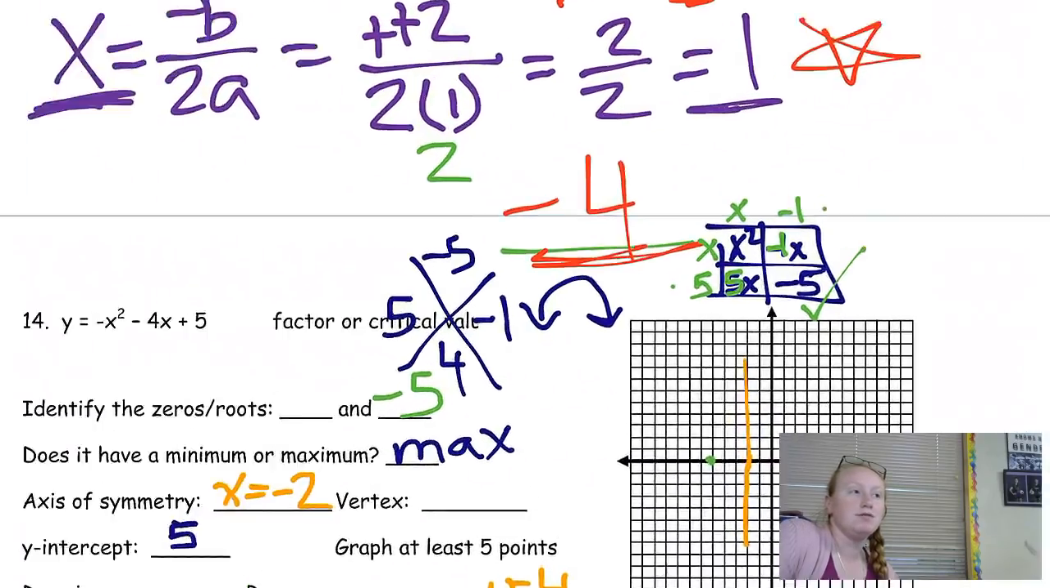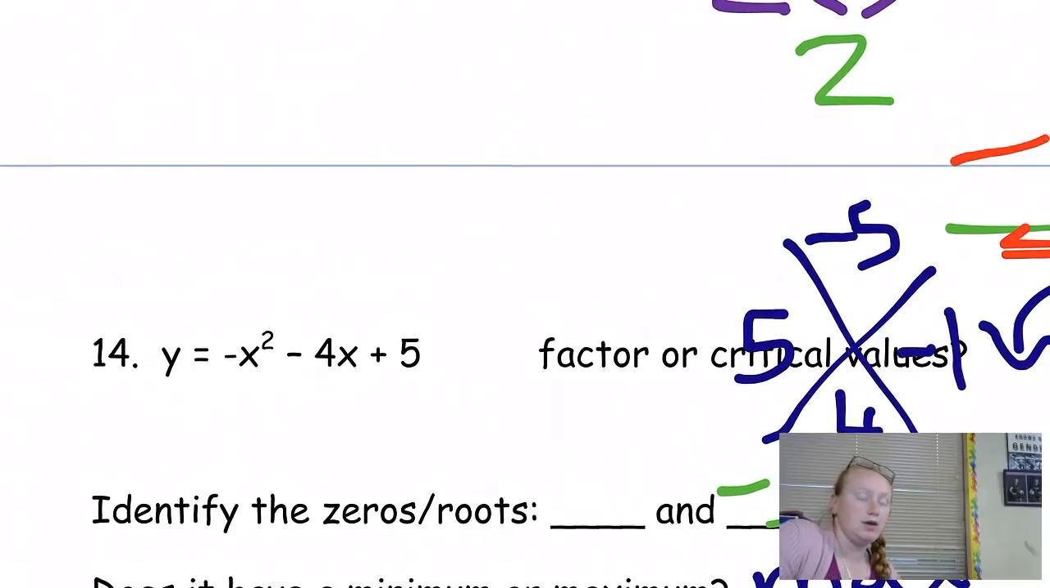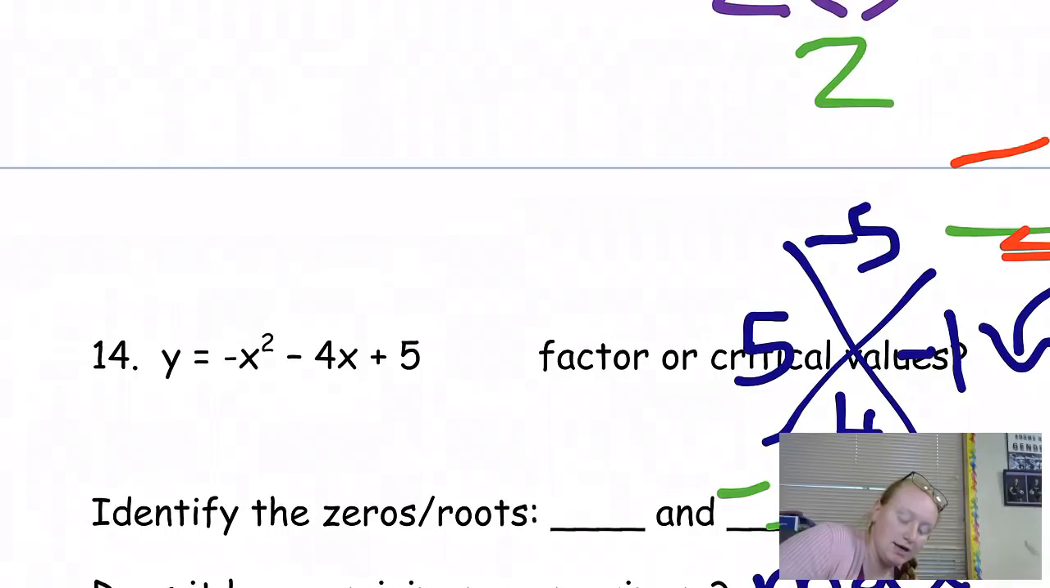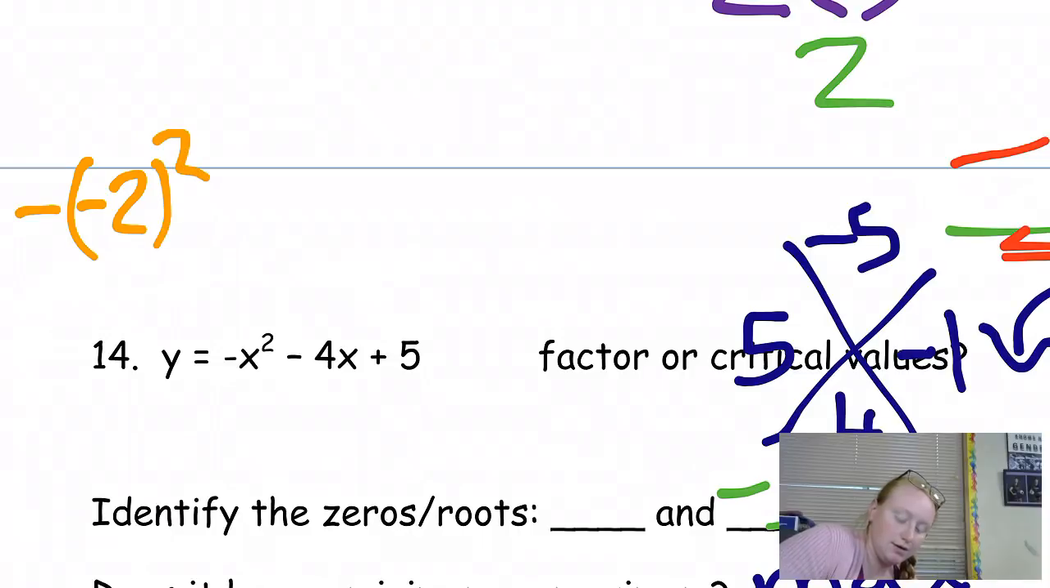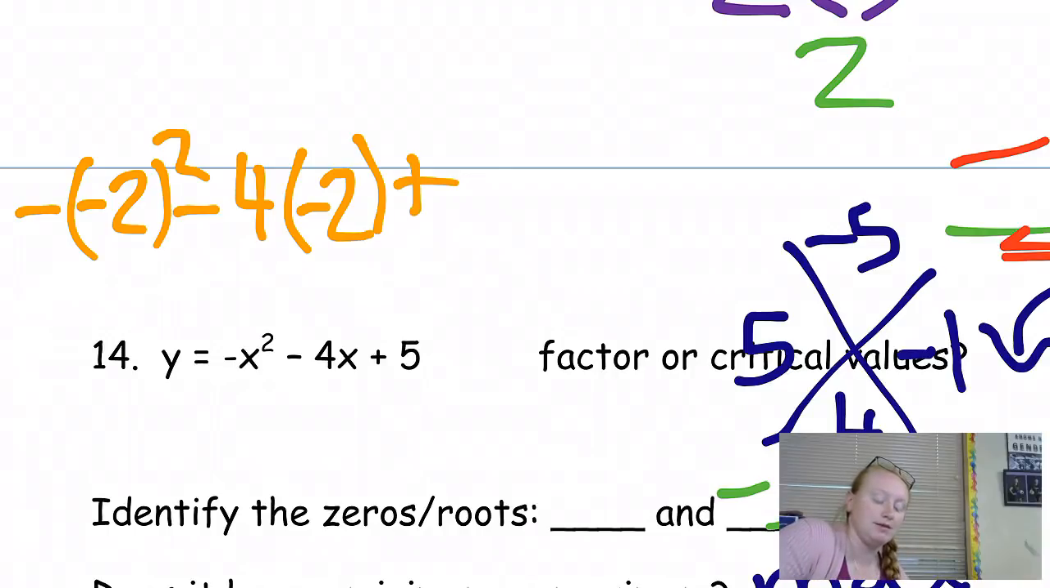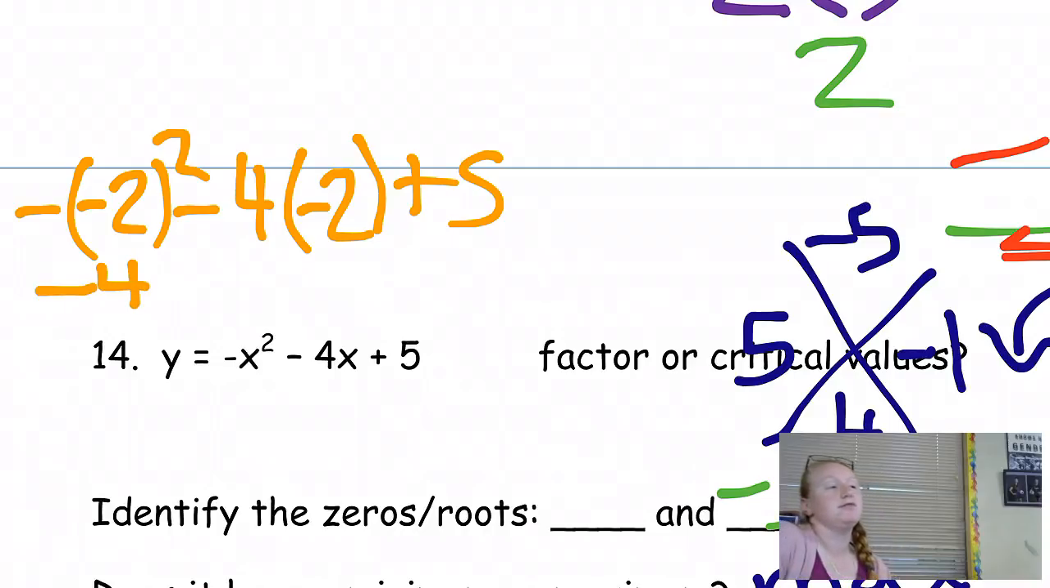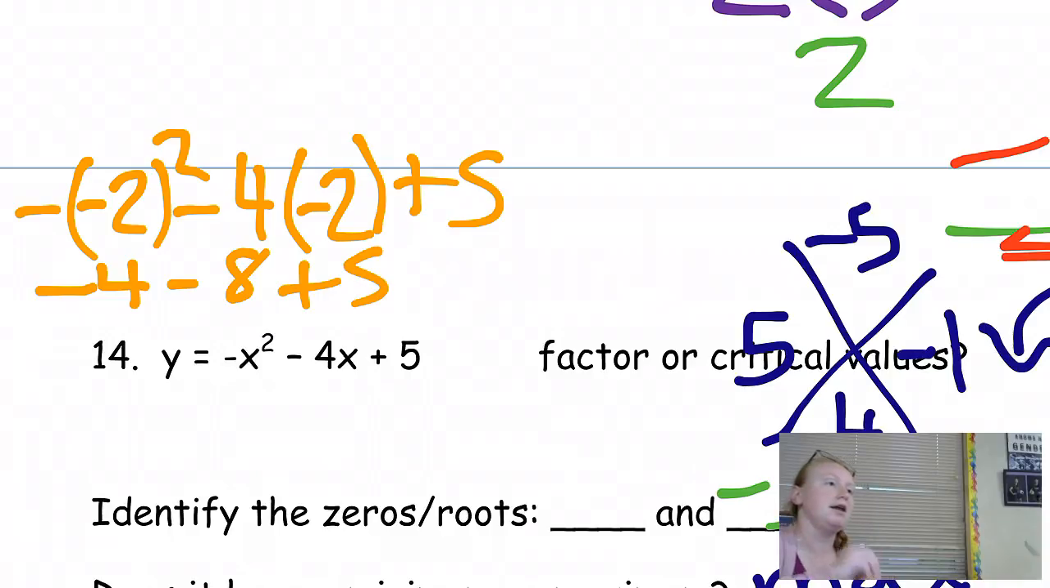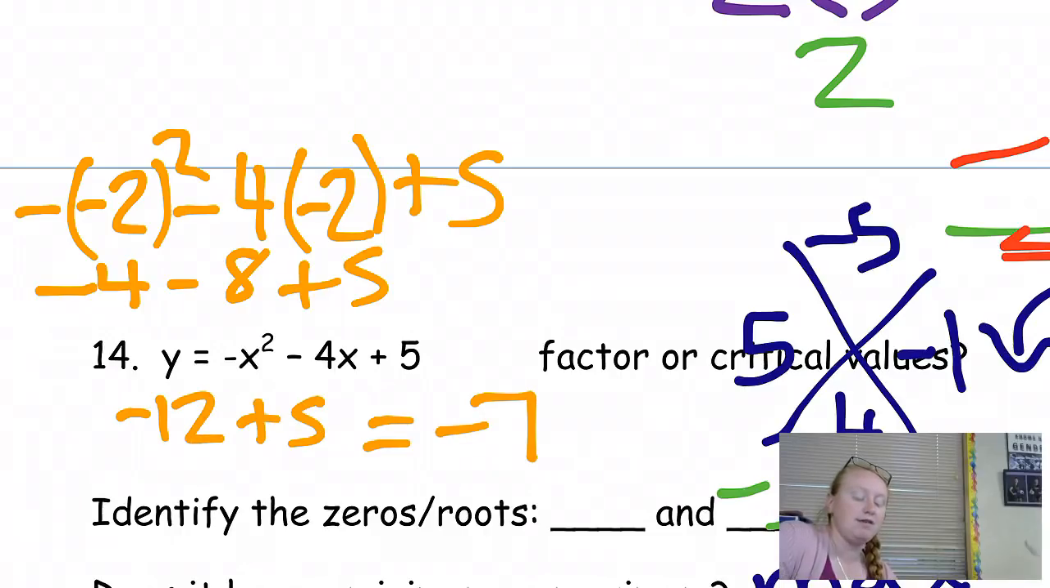What am I working on doing right now? Finding the vertex. So I have my x's -2. So I'm going to go -2 squared, -4 times -2, plus 5. -2 squared makes a +4, but the negative was still in front to keep it there. -4 times -2 makes -8. +5. -4 and -8 make -12. -12 plus 5 makes -7.